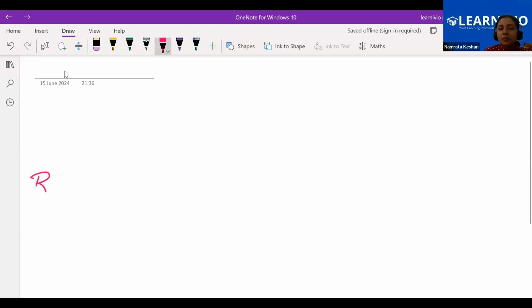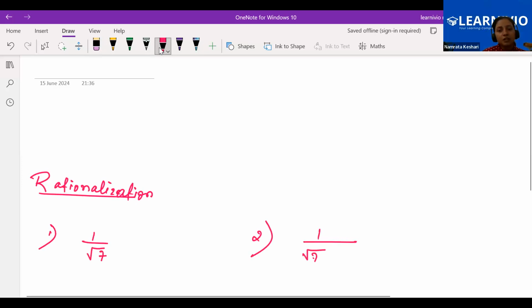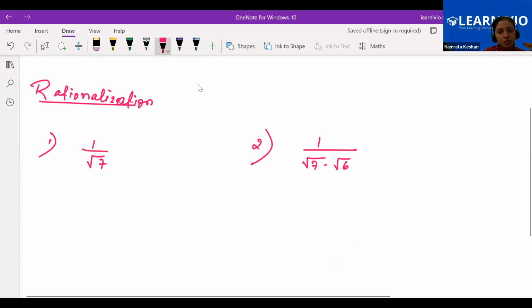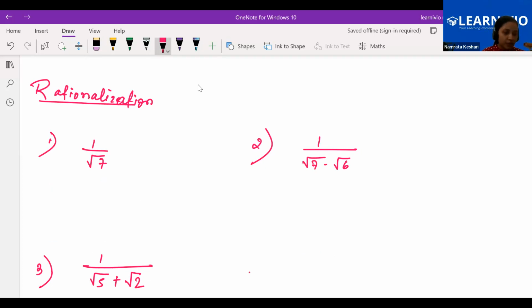Okay, let's continue. So rationalization we have already discussed in the previous class. Today we will be taking a few questions, and we will continue with the next concept, that is how to use the law of exponents. Rationalize: we have 1 by root 7, 1 by root 7 minus root 6, 1 by root 5 plus root 2, and 1 by root 7 minus 2. One by one we will be doing all the questions.